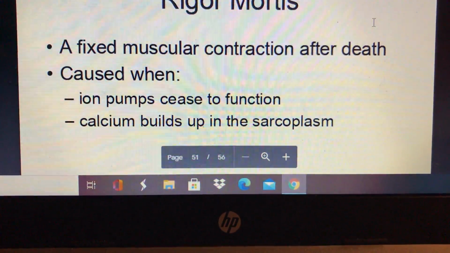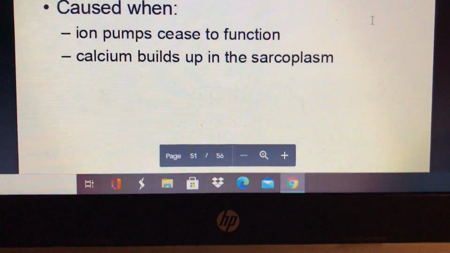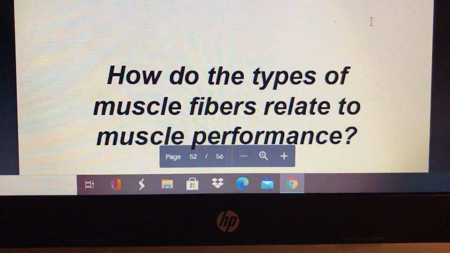Rigor mortis is a fixed muscle contraction after death. It's caused when ion pumps cease to function and calcium builds up in the sarcoplasm.